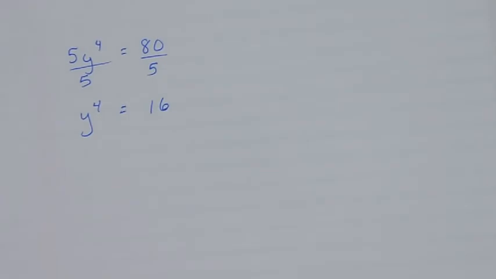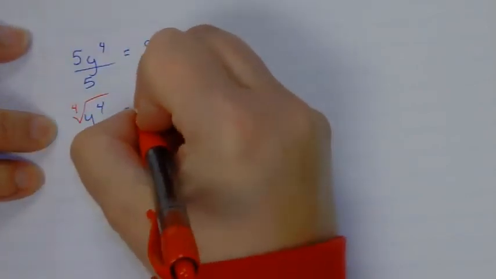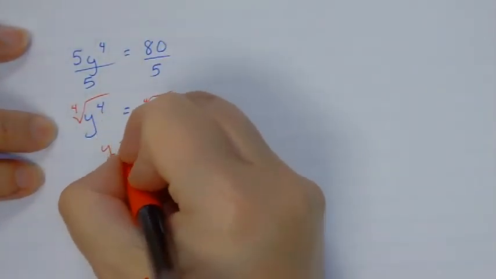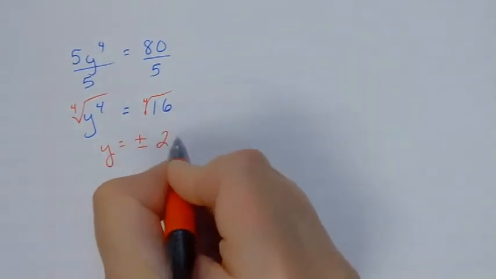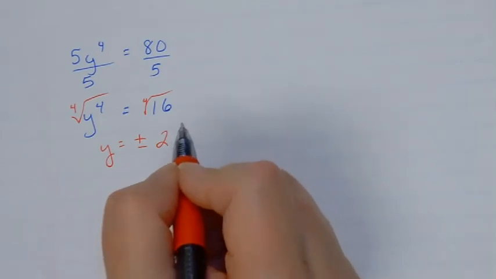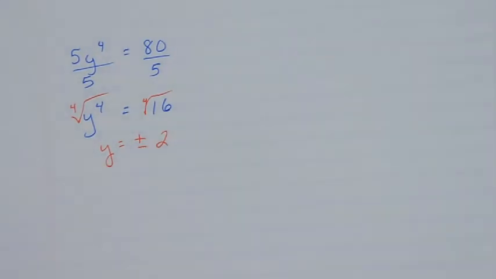I'm going to grab my red pen. Here I'm going to take the fourth root of both sides. And because 4 is an even integer, I'm going to have y equals plus or minus. And then the fourth root of 16 is 2, because it's 2 times 2 times 2 times 2. And you'll start to get some of those memorized. Let's do this one.